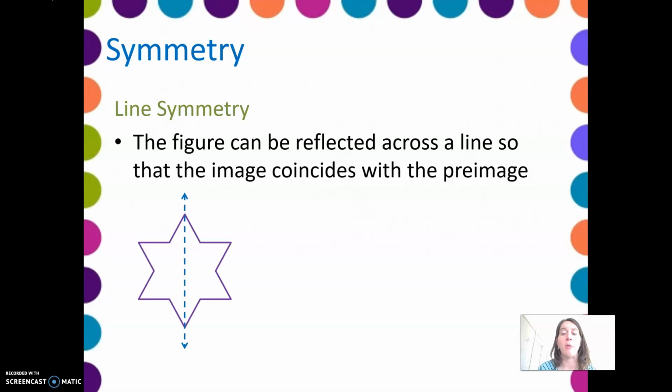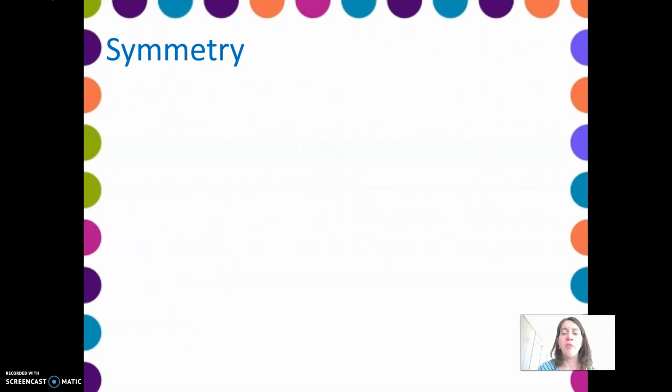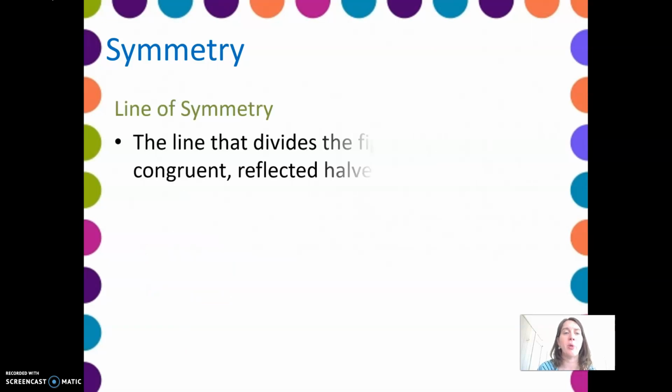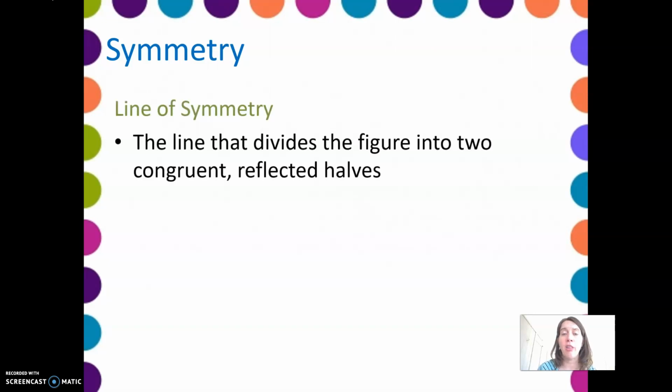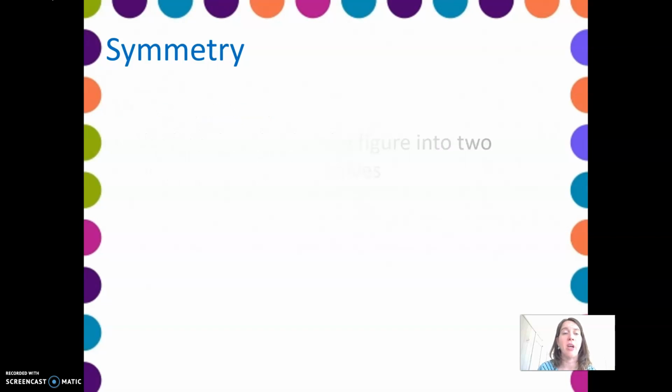Just to give you an example, I drew out a star here. With that star, I was able to draw a line through the middle of the star, and I've broken it up into two mirror images of each other. So that's an example of a shape that has line symmetry. Now, just focusing on a specific shape before we work through a couple other examples here. With that line symmetry, we are looking for the line that divides our shape into two congruent halves. They are reflected, so they're mirror images of each other. So I flip them over, two reflected halves of each other.